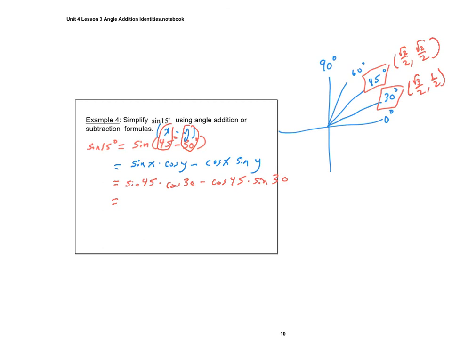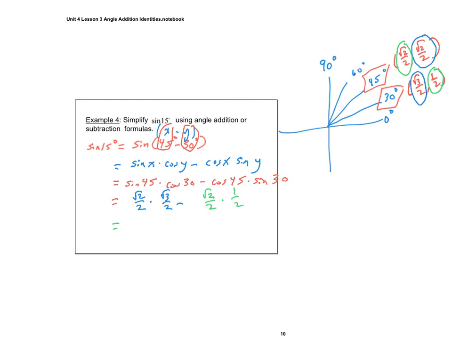So the sine of 45 corresponds with the y value on the unit circle at that angle, which is the square root of 2 over 2. The cosine of 30 corresponds with the x value at 30 degrees on the unit circle, so that's the square root of 3 over 2. The cosine of 45 corresponds with the x value at 45 degrees on the unit circle. And the sine of 30 there is the y value at 30 degrees on your unit circle.